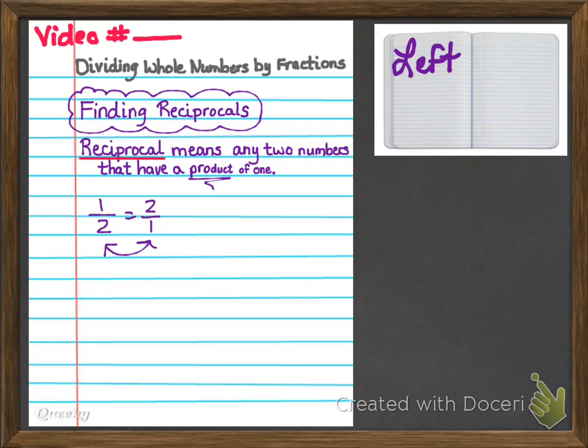So if I were to multiply these two fractions together, remember I would multiply my numerators. 1 times 2 gives me 2. I would multiply my denominators. 2 times 1 gives me 2. When your denominator and your numerator are both the same number, it equals 1. Whether it's 2/2 like this one is, or 7/7, 20/20, it would still equal 1. So you can see that these guys are reciprocals because if you were to multiply them, their product, their answer would be 1.